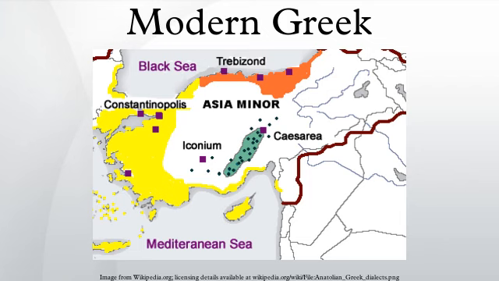Sample text. The following is a sample text in modern Greek of Article 1 of the Universal Declaration of Human Rights.